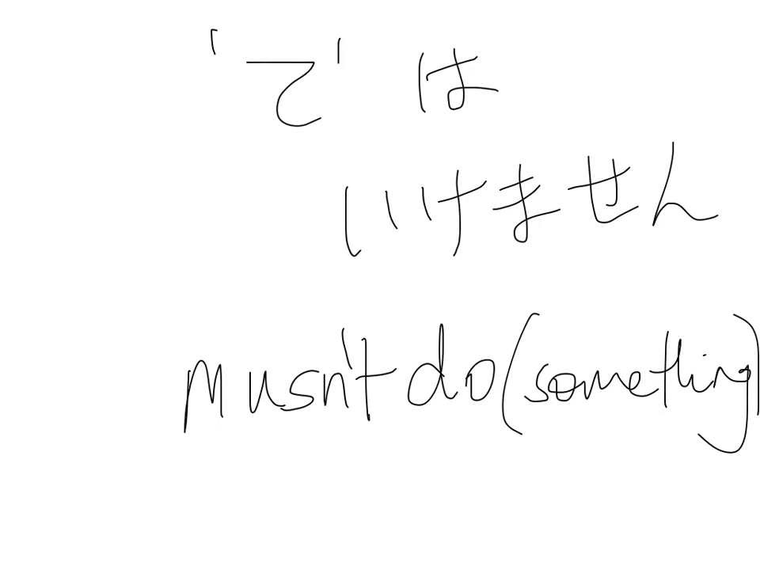Okay, this lesson is to do with te wa ikemasen, and in English it's translated to mustn't do something. For example, if you were to put a verb into te form and then put wa ikemasen after it, it means you mustn't do that verb.